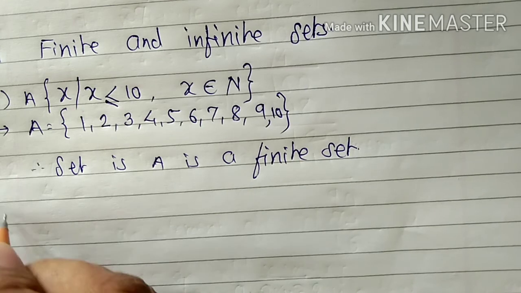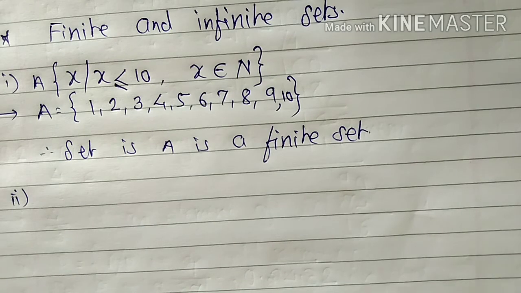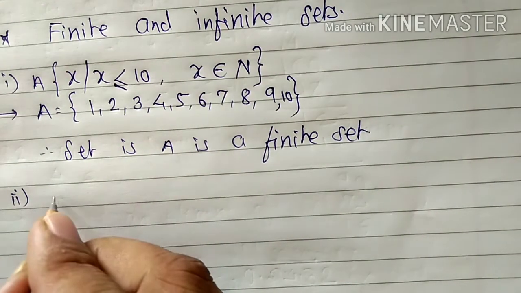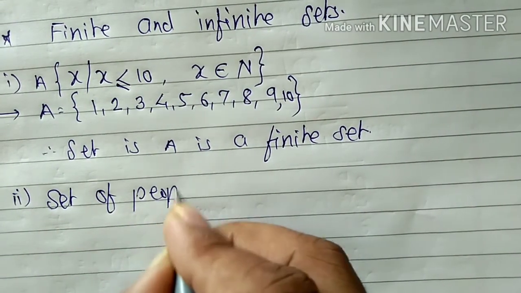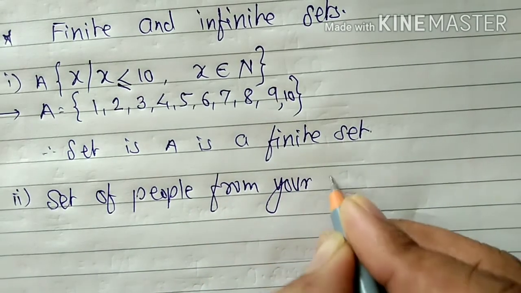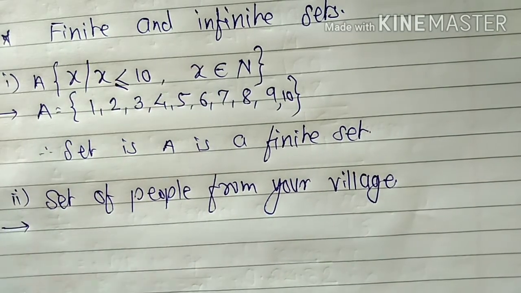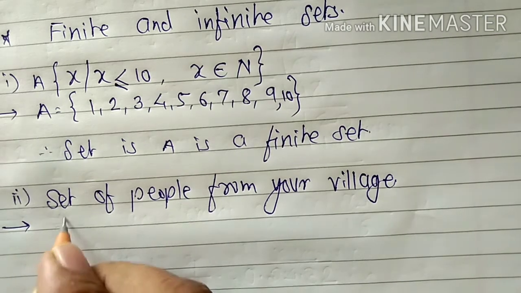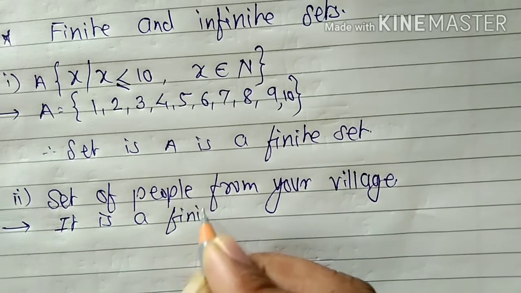I am taking, suppose the next one, set of people from your village. So we can count how many villagers are there, so therefore it is a finite set.